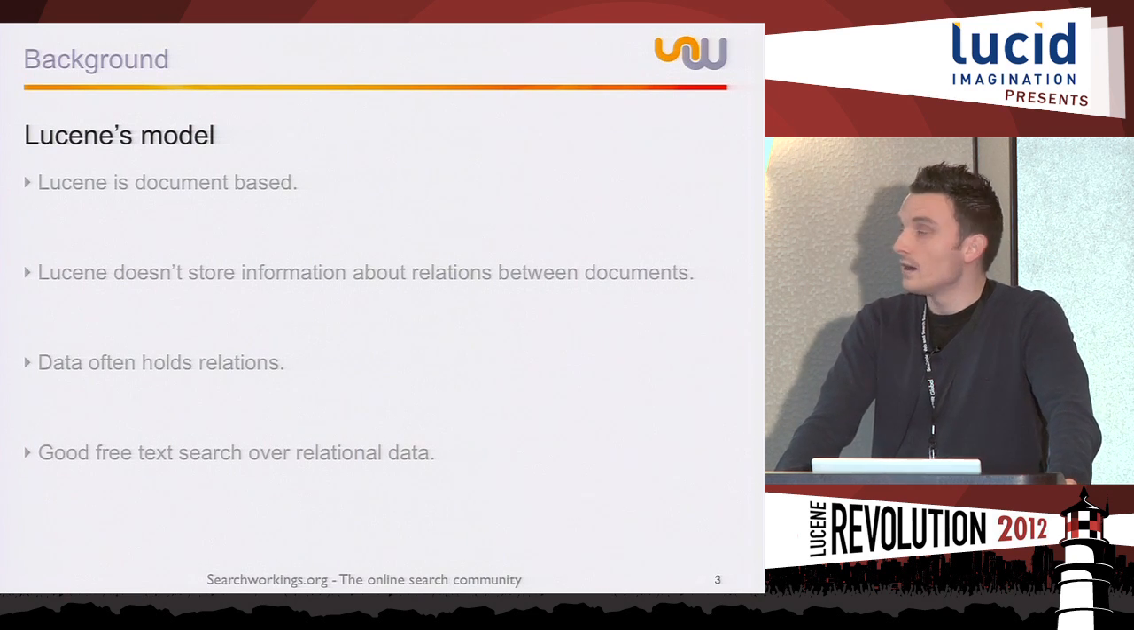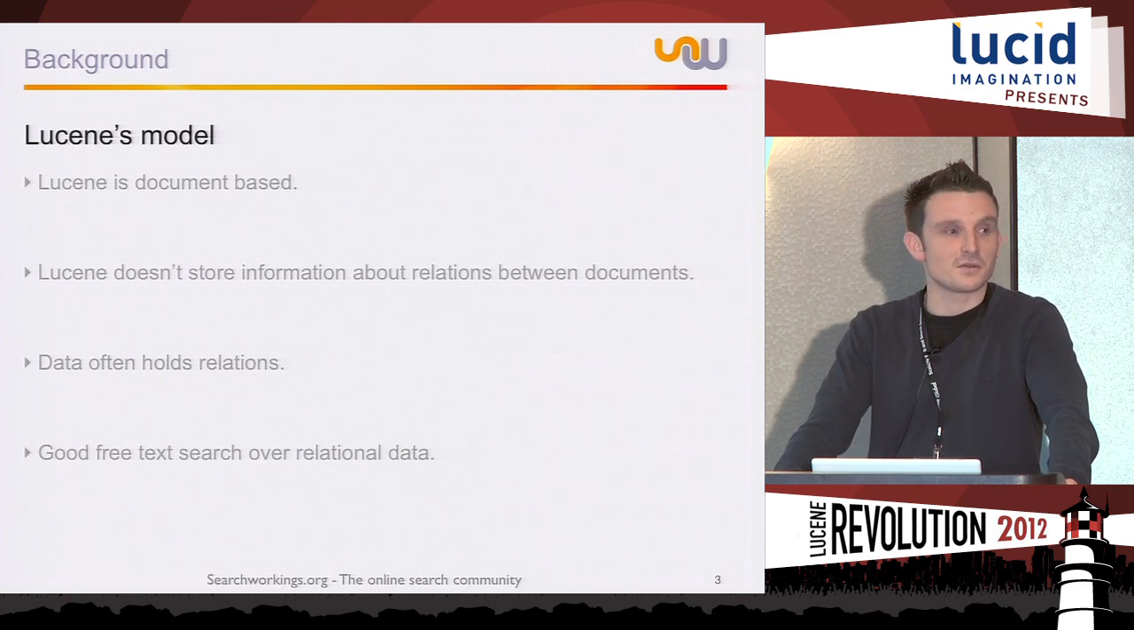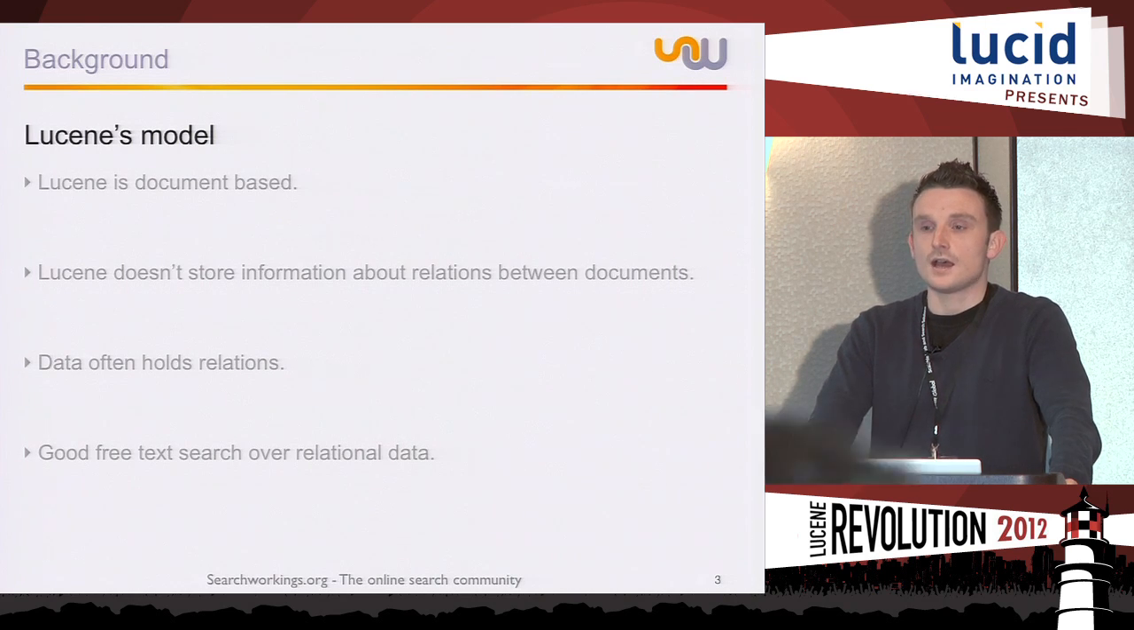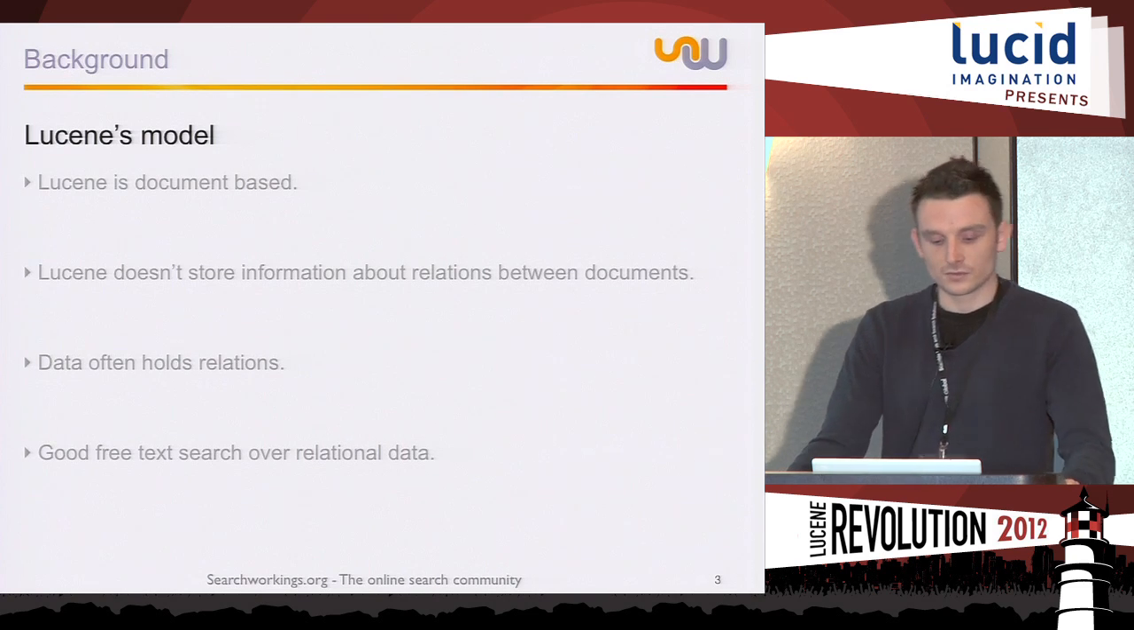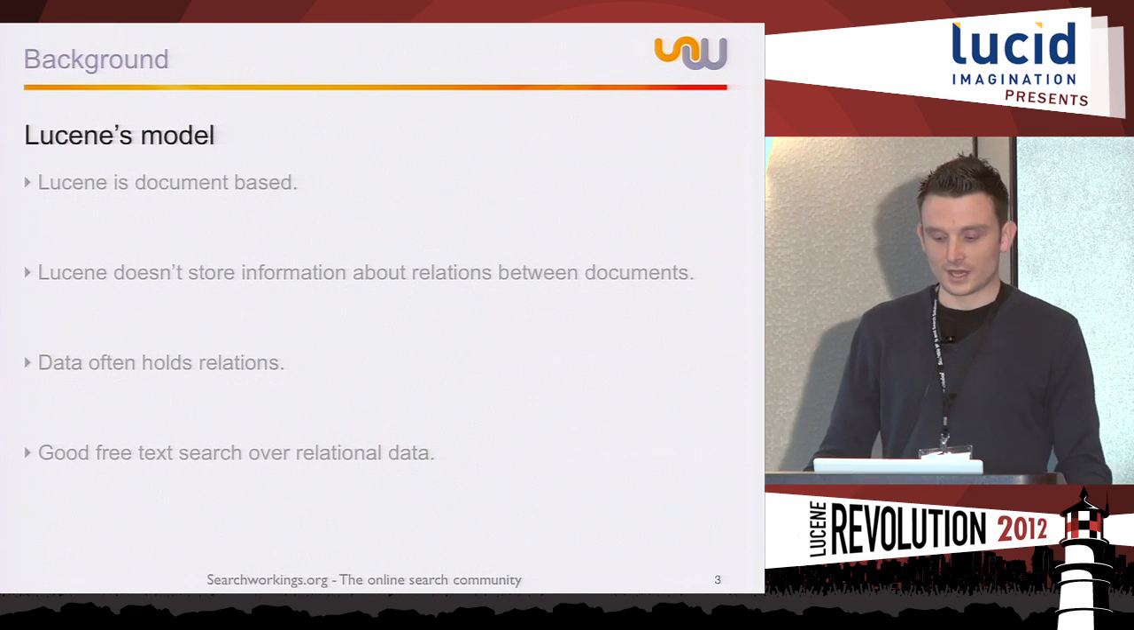Let's start. Lucene's model is, as everyone knows, document-based. Just documents and fields, basically. And Lucene doesn't store information about the relation between documents. However, data often holds relations, and users want good free text search over this relational-like data.